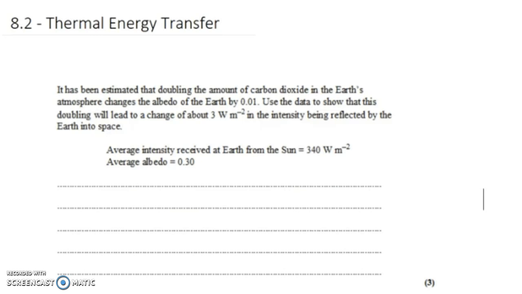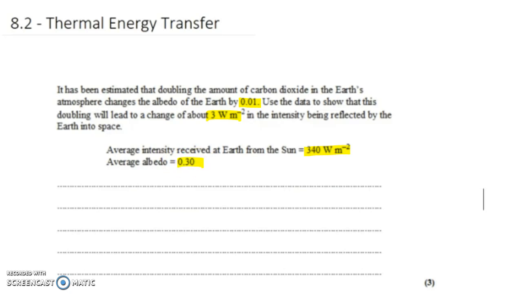So this question is telling us that if we double the amount of carbon dioxide, the albedo changes by 0.01, and it'll lead to a change of about 3 watts per meter squared in the intensity, and we're here to prove that. So, let's just highlight the important numbers, because we're going to come back and use those to solve the problem.